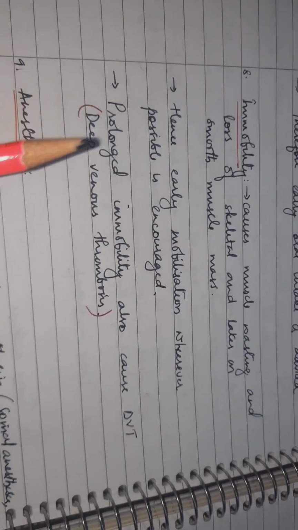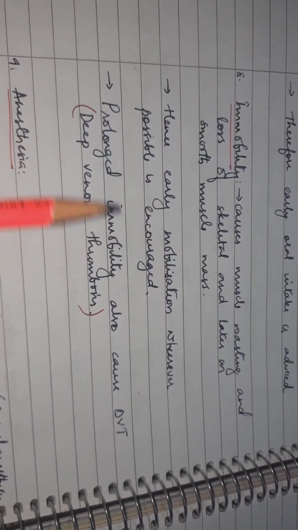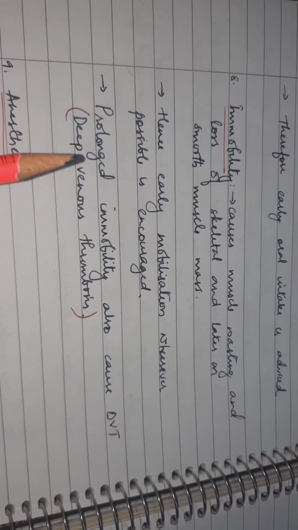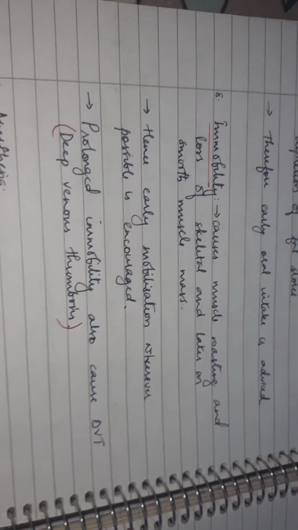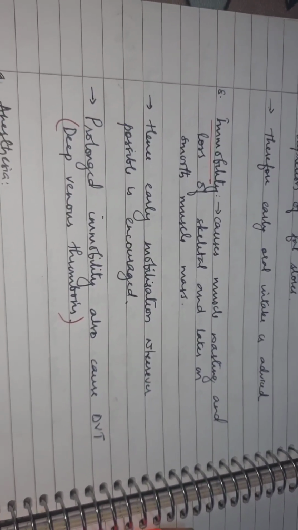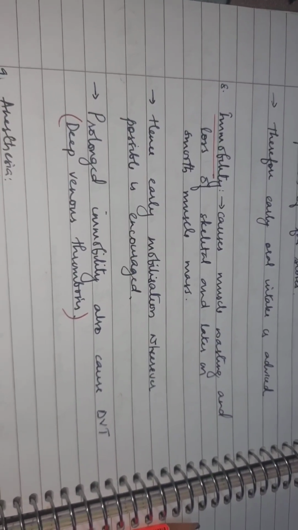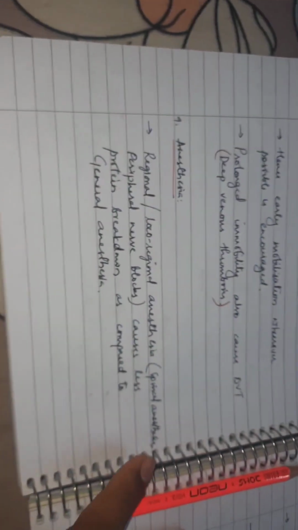So there is immobility. Immobility causes muscle wasting, which causes loss of skeletal muscle and later on smooth muscle also. Hence early mobilization is encouraged, and prolonged immobility may also cause deep venous thrombosis, which can aggravate the formation of microemboli or pulmonary embolism in patients who are going through a prolonged inflammatory phase.